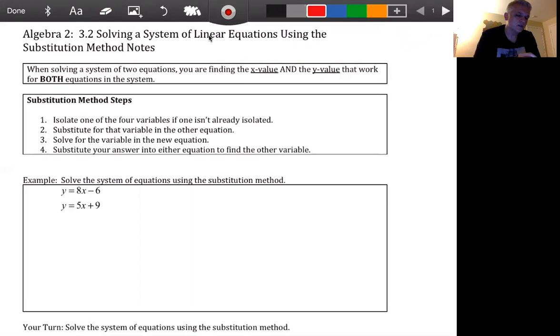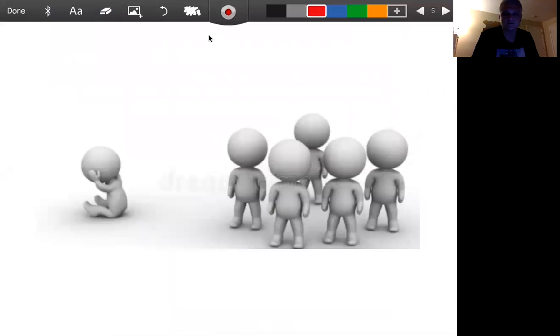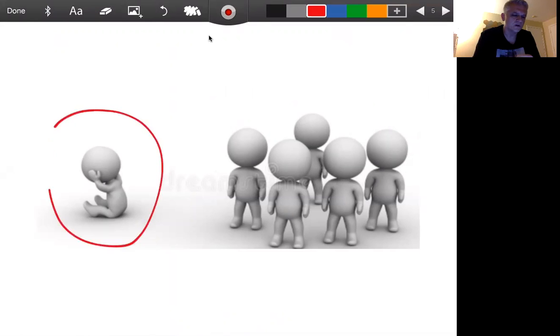So for substitution, we must isolate one of your variables if it's not already isolated. Okay, now isolated doesn't have to be a bad thing. Don't feel sad if you're isolated. It means that we are getting you away from the bad crowd and we're making you feel special. Okay, isolating means getting them all on one side.